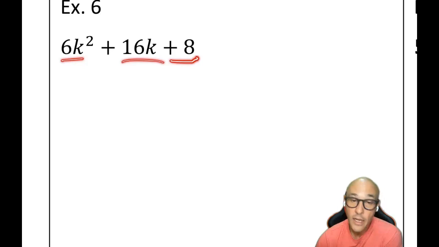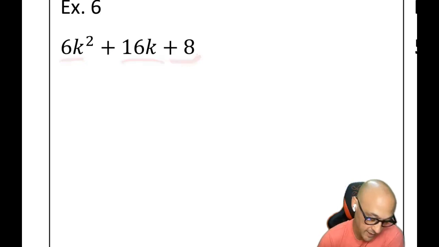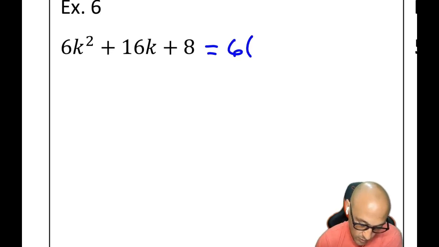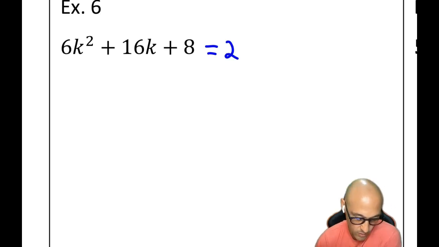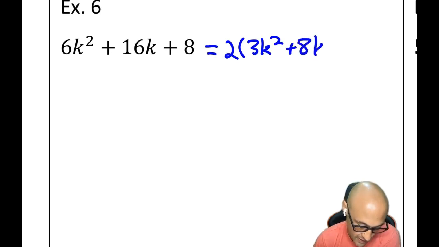Now these three terms are all divisible by 6. So the first thing I'm going to do here is factor out a 6. So we have then k squared. Oh, they are not divisible by 6 because 16 is not divisible by 6. What am I talking about? But they are all divisible by 2. So 6k squared divided by 2 is 3k squared. 16k divided by 2 is 8k. And 8 divided by 2 is 4.